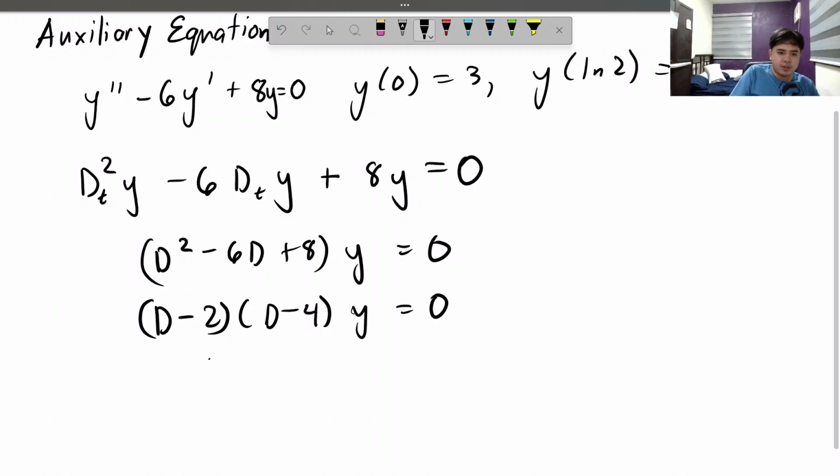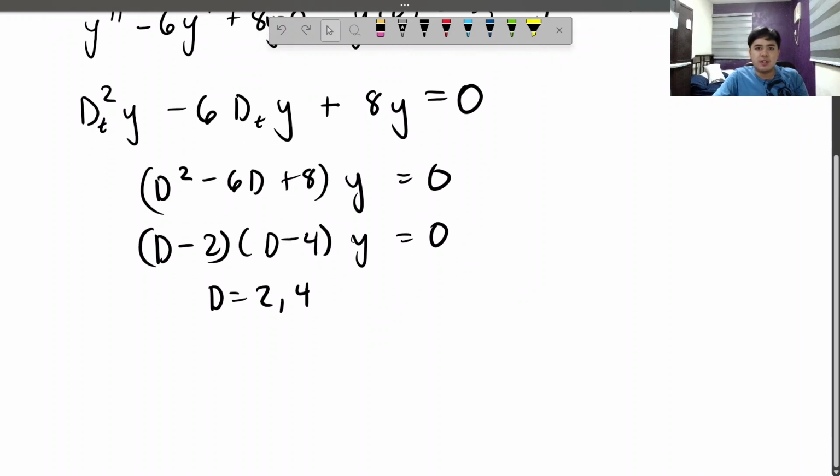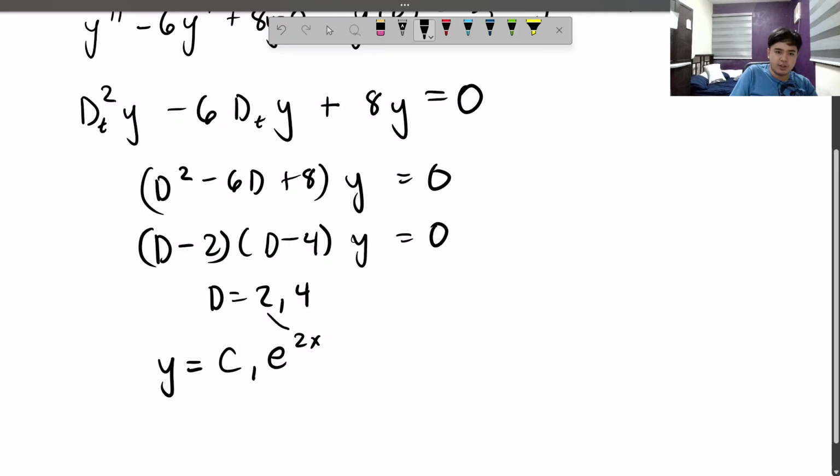And to equate it to 0, d can be 2 or 4. So 2 and 4, what does that give us? Well, it gives us exactly the powers of e that we need in order to get a general equation. So this is going to be the general equation. C1, the arbitrary constant, e to the 2x. This is going to be the first root. And then plus C2, e to the 4x. This is going to be the second root.